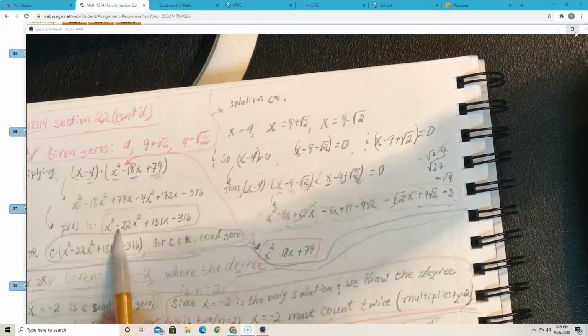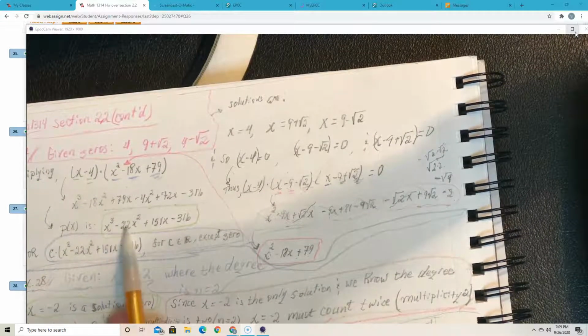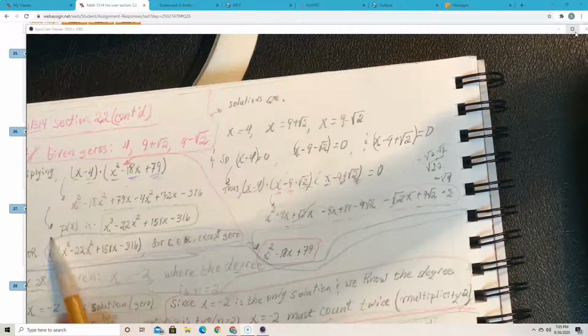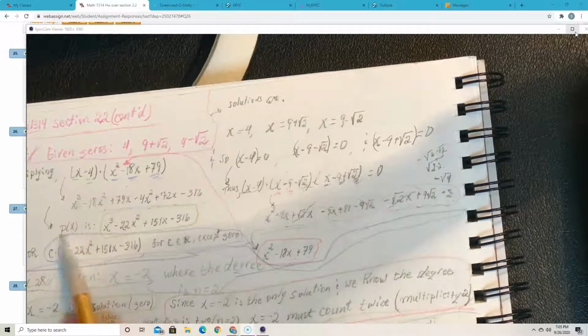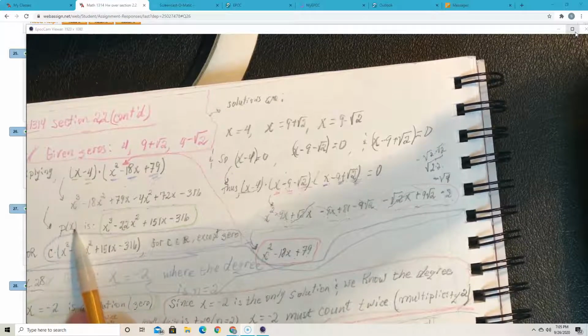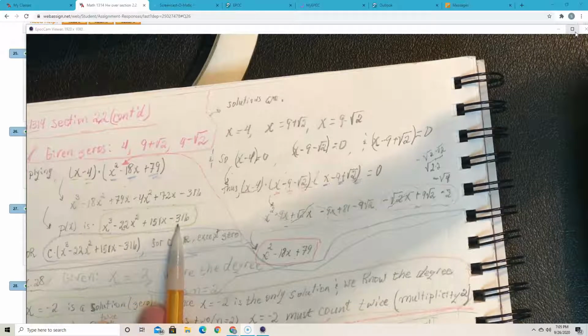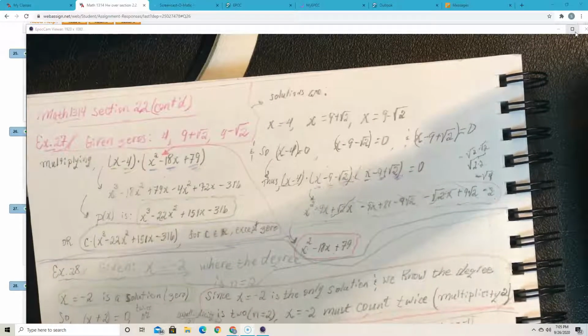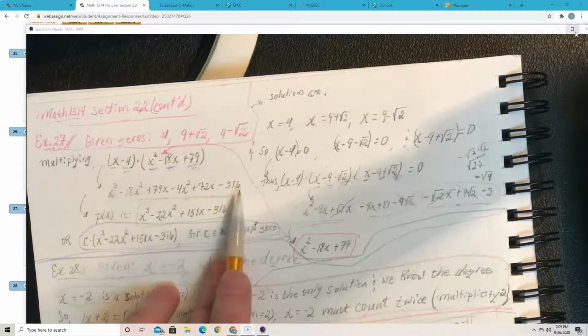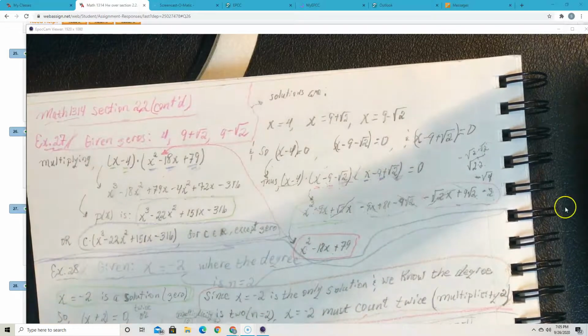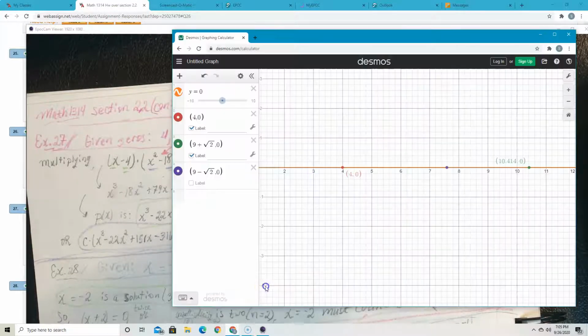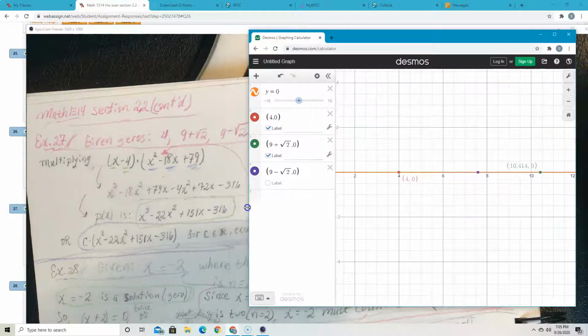And so we now have created our polynomial. The polynomial p of x, p for polynomial, you don't have to call it, you don't even have to write p of x. It's x cubed minus 22x squared plus 151x minus 316. And if we graph this, let's graph it. So on Desmos, so we have it right here.